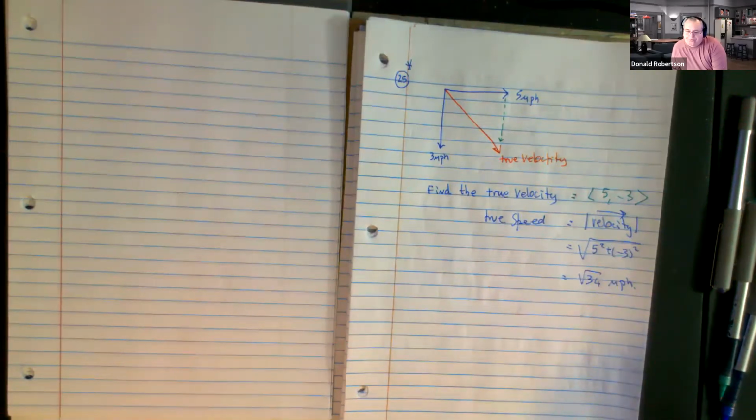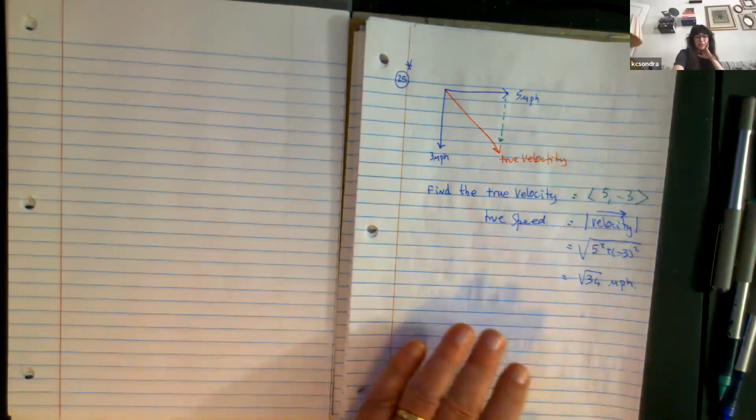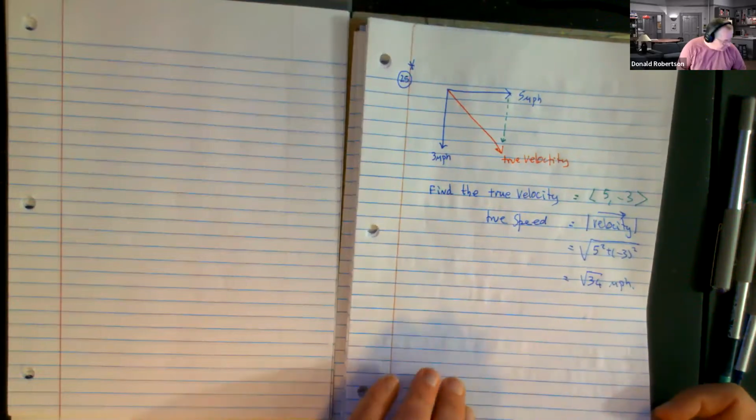Why did I put -3 here? Because it's down 3, not up 3. Yeah, it's down a way. Pretty much that's all it is. Down a way.